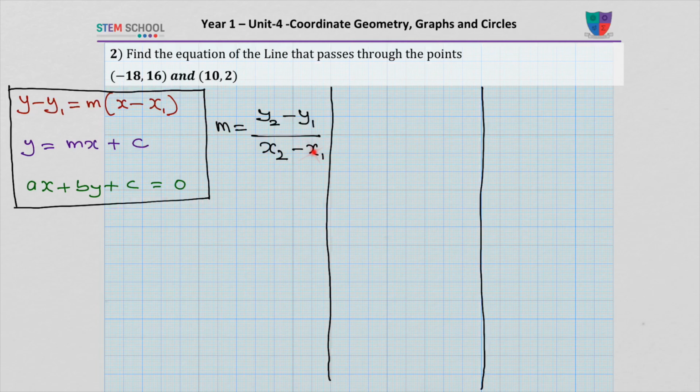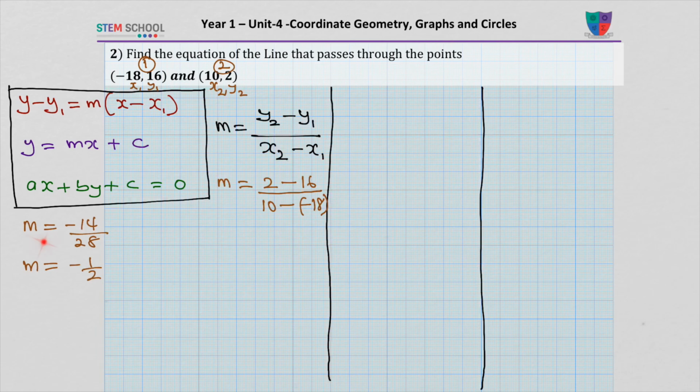We're using this formula to find the gradient: difference in y over difference in x, y2 minus y1 over x2 minus x1. This is point 1 and this is point 2. Therefore, this is x1, y1, x2, y2. So we plug in those values: 2 is y2 minus 16, which is y1, divided by 10, which is x2, minus minus 18, which is x1. That becomes minus 14 over 28. m is minus a half.